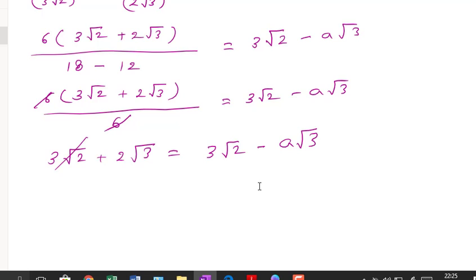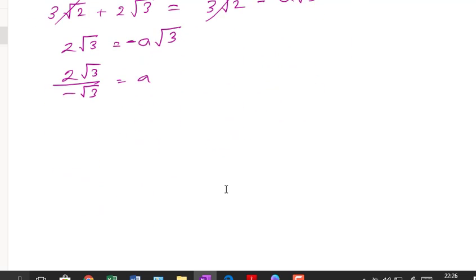3 root 2 and 3 root 2 are the same terms on both sides, so they will cancel. So I have 2 root 3 is equal to minus a root 3. I will bring this minus root 3 to the left hand side. So I get 2 root 3 divided by minus root 3 is equal to a. Root 3 will cancel and I will get minus 2 is equal to a. Therefore the value of a is minus 2.